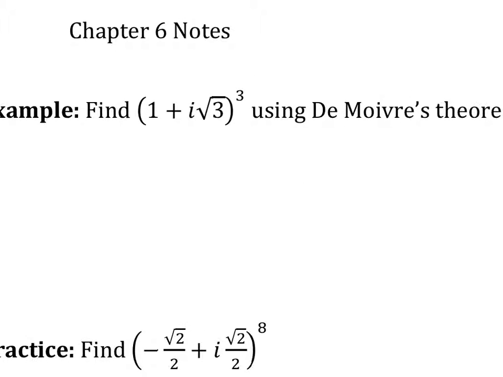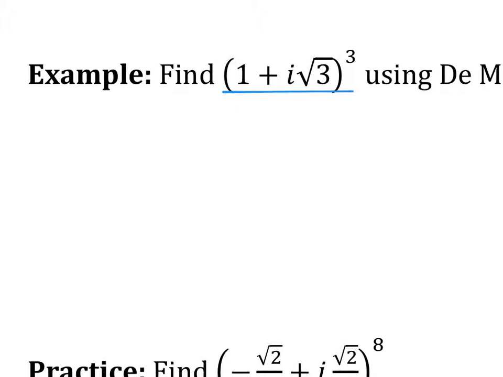Find 1 plus i root 3 to the third power. Of course, this is a complex number, which means you could just FOIL twice. But we're going to use De Moivre's theorem. So what you just wrote down is De Moivre's theorem, basically taking a power of a complex number. Using De Moivre's theorem, we have to be in trigonometric form. So we need to change this into r cis theta. Go ahead and change 1 plus i root 3 into r cis theta.